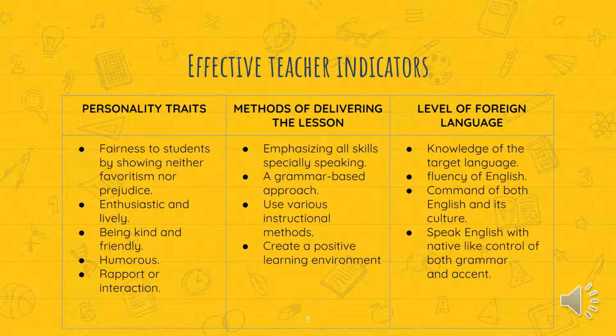Finally, the third column is about the level of foreign language. The level of foreign language includes knowledge of the target language and fluency in English. In this we can say that students believe that an effective teacher needs to manage the language with certain proficiency, like the command of both English and the culture, but they have to speak English with native-like control of both grammar and accent. So for our students, an effective language teacher must have the proficiency of a native speaker. So these are the indicators found from this research.